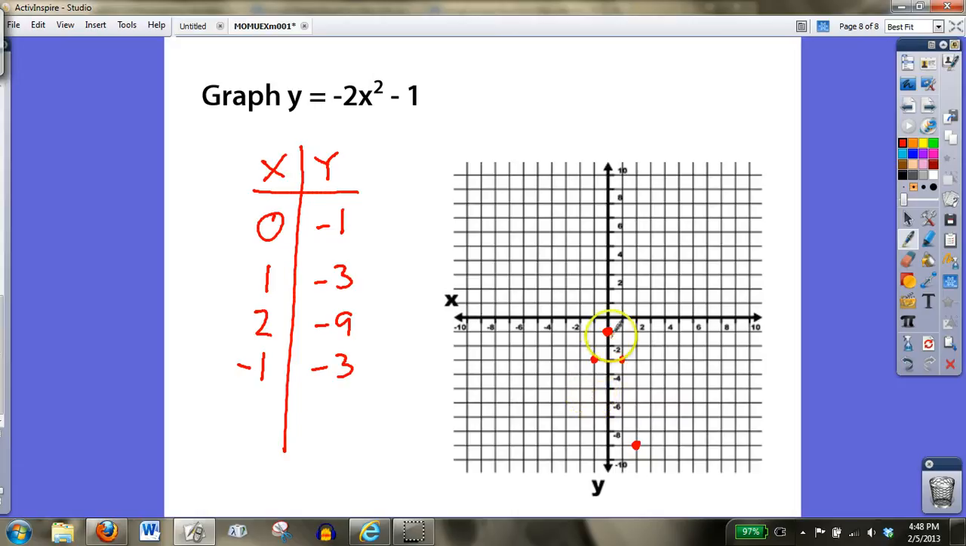Alright, so now I can start to see some symmetry. So even though I can kind of see where it's going to be, let's go ahead and do negative 2. If I'm thinking of this right, negative 2 should be on the opposite side of this dot here. So let's try it out. Negative 2 squared is positive 4. Positive 4 times negative 2 is negative 8. And negative 8 minus 1 is negative 9. So across to negative 2, down to negative 9. And there we can see it.